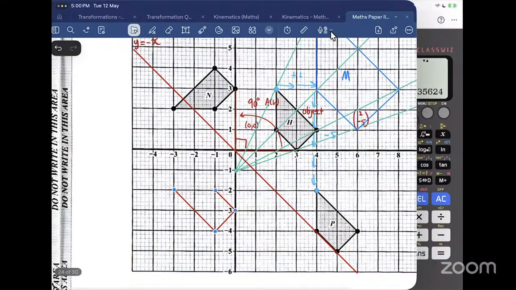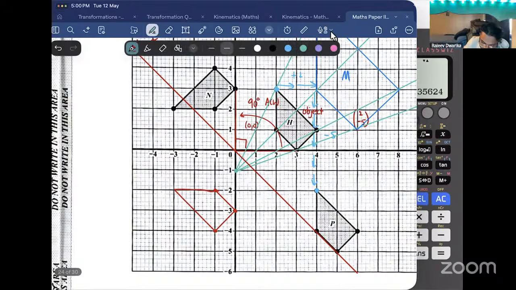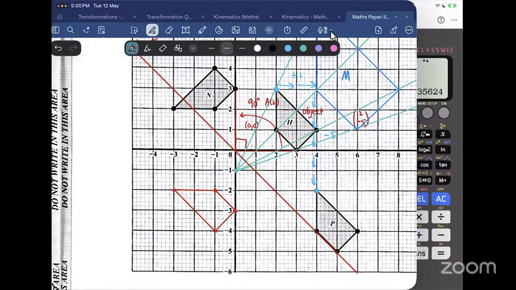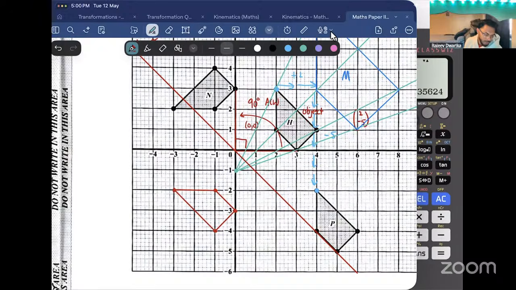Did you guys get this in the exam? Yes, sir. Let me know if I get this, yes or no? Yeah, this question was good, sir. Out of all the other questions, I enjoyed this one, sir. Yeah, this one was nice. This was easy marks.